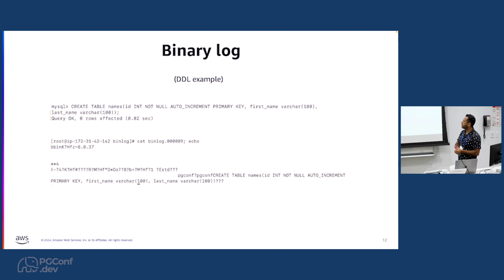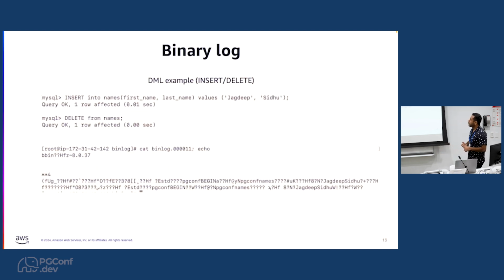So let's look at these two examples. Here at the top, I ran a DDL. I created a table names with an ID and a first name and a last name. Then I just simply cat the latest binary log. As you can see in the output, the DDL is present as it is. So this is the statement format logging where the query is present as it is in the binary log. Even today for DDL, MySQL uses a statement format. So DDL cannot be logged as a row format because no row is changing in a DDL.